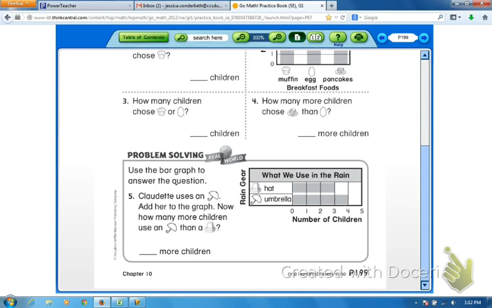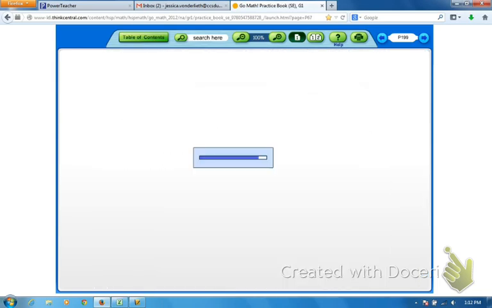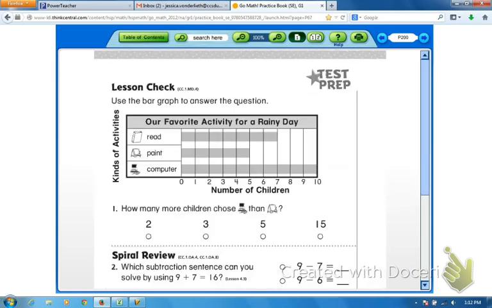On the back side of the homework, the first part is looking at another bar graph. They're having to compare their favorite activity on a rainy day: read, paint, or on the computer. Number 1 says how many more children. Once again, that's the hardest thing for the students to remember, is how many more children. You're comparing, so we do subtraction: computers is 10, then painting is 5. So your answer would be 5 more children.